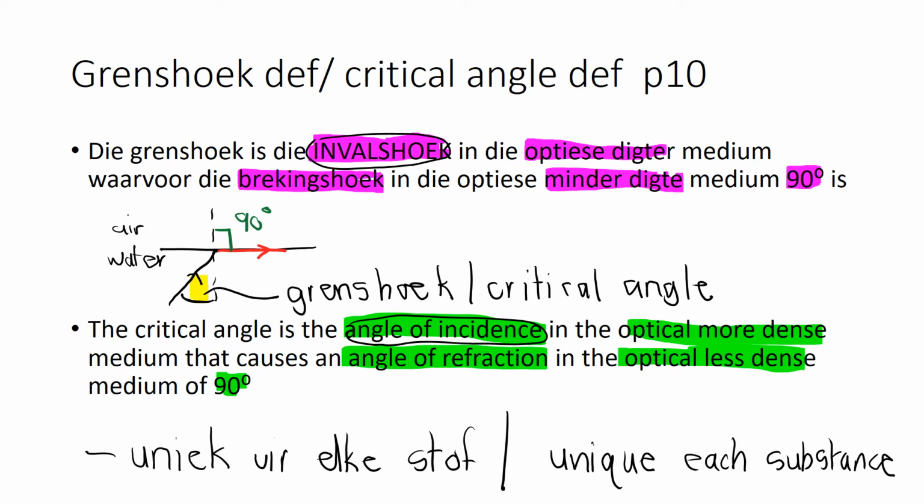You have to look at page 10 in your little white book that you normally use for your definitions. Die grenshoek is 'n invalshoek in die optiese digter medium, waarvoor die brekingshoek in die optiese minder digte medium 90 grade is. Your critical angle is an angle of incidence in the optical more dense medium that causes an angle of refraction in the optical less dense medium of 90 degrees. And your critical angle is unique for each substance.